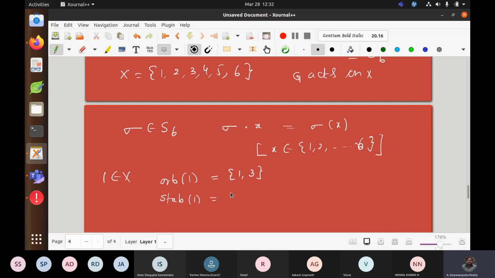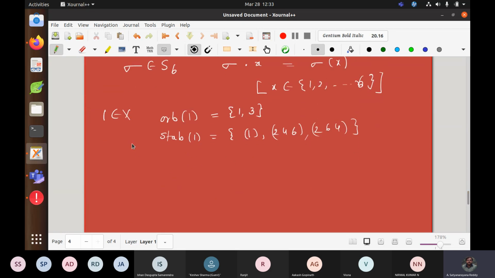What is the stabilizer of 1? So 1, 2, 4, 6. The identity is one thing, it is fixing 1, not taking 1 to any place. And the next one is (246) or (264). So these elements will not change 1. So it is a subgroup of that original group. It is a subgroup of order 3 in the original group.